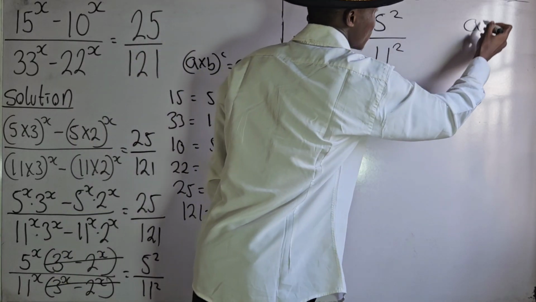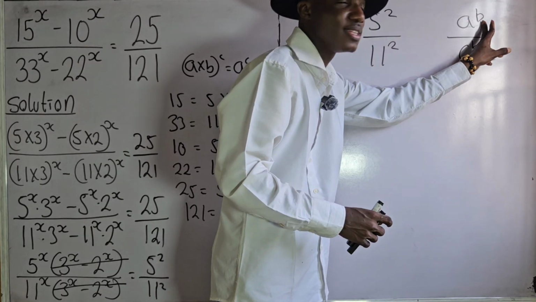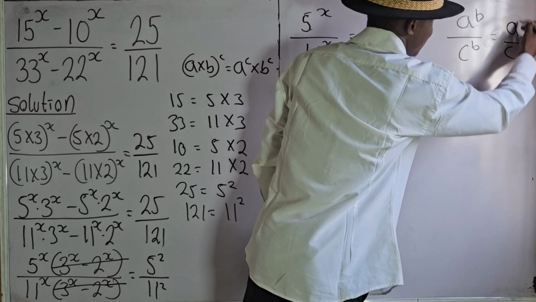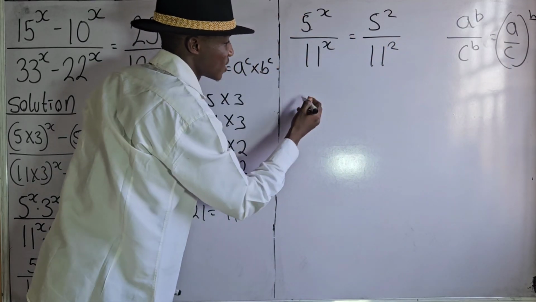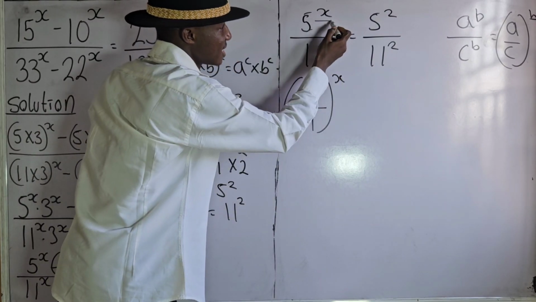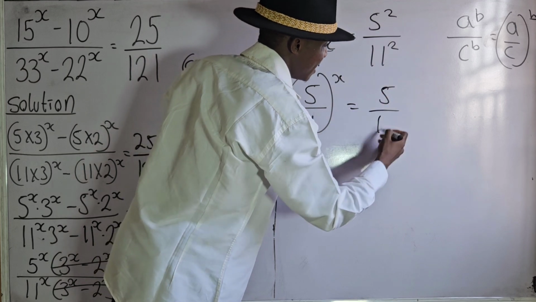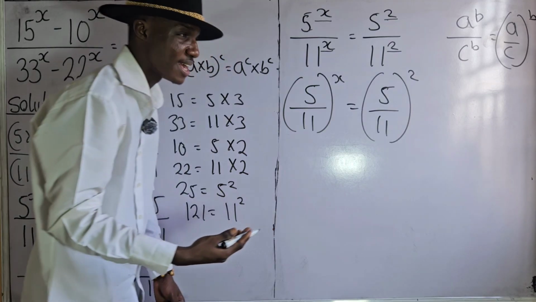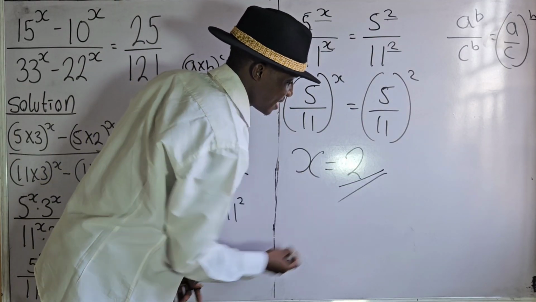Now look at this. If you have a raised to the power of b divided by c raised to the power of b, if you have the same exponent at the numerator and the denominator, the result will be a over c raised to the power of b. Are you getting it? So we're going to apply this law here. So we're going to have 5 over 11 raised to the power of x, because the exponent here is x, the exponent here is x. This will equal 5 divided by 11 raised to the power of 2, because the exponent here is 2 and the exponent here is also 2. So obviously x equals 2, which is the final answer.